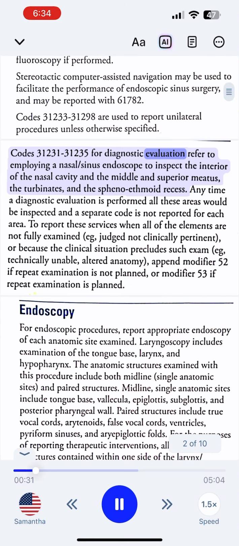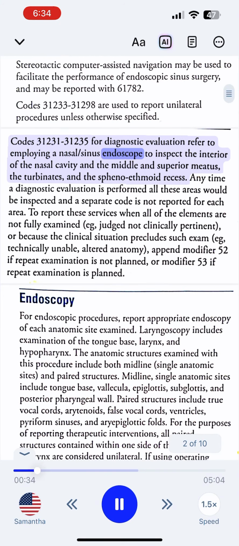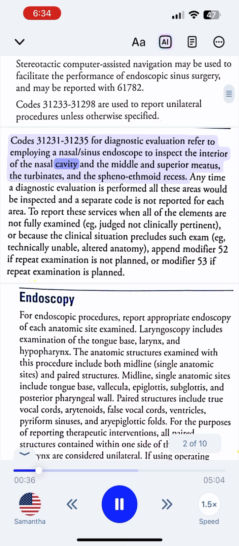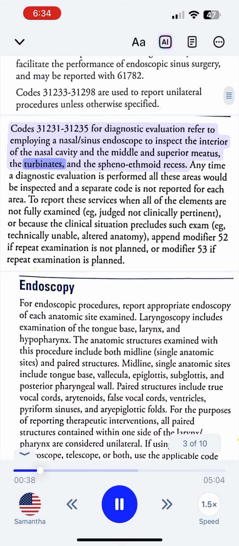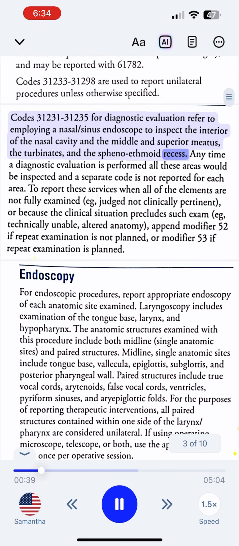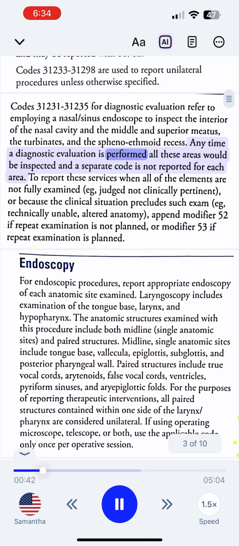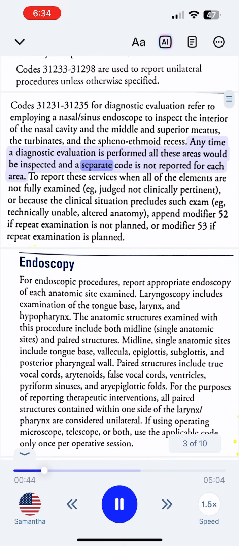Codes 31231, 31235. For diagnostic evaluation, refer to employing a nasal sinus endoscope to inspect the interior of the nasal cavity and the middle and superior meatus, the turbinates, and the spheno-ethmoid recess. Anytime a diagnostic evaluation is performed, all these areas would be inspected and a separate code is not reported for each area.